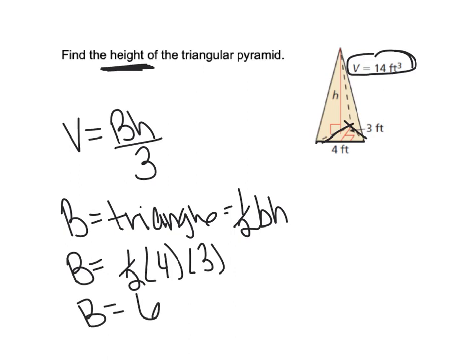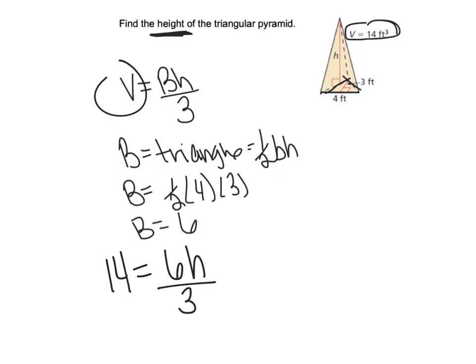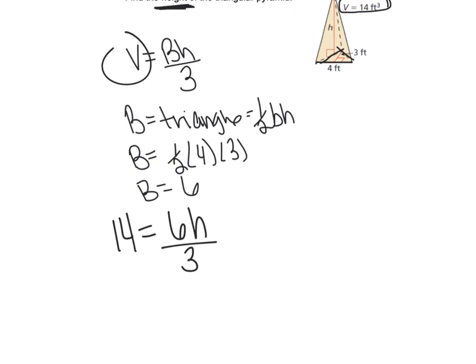Okay. So then we're just going to take and plug in the information that we know. Okay, in this case, we know the volume. The volume is 14. We know the area of the base is 6. We don't know the height, and we always divide by 3. So now we just need to think, how do I get h all by itself? Well, first I need to get rid of that divided by 3. So I'm going to multiply both sides by 3. That's the way I'm going to do it.